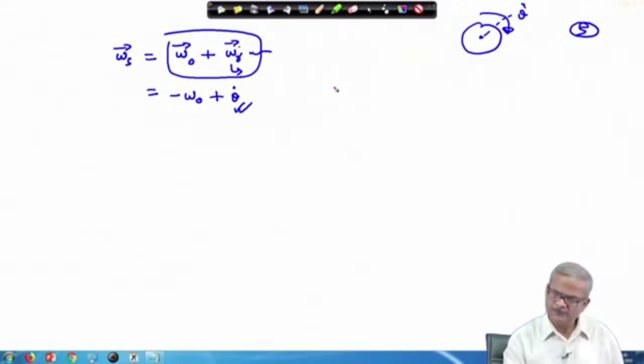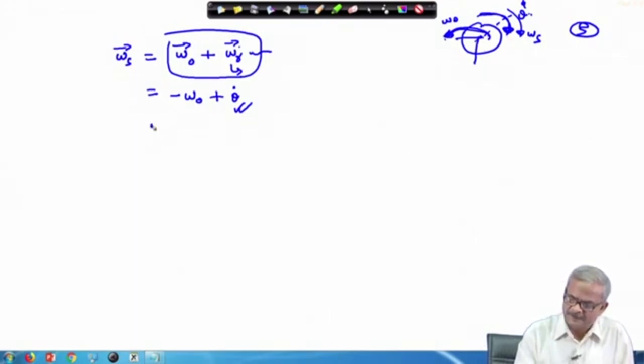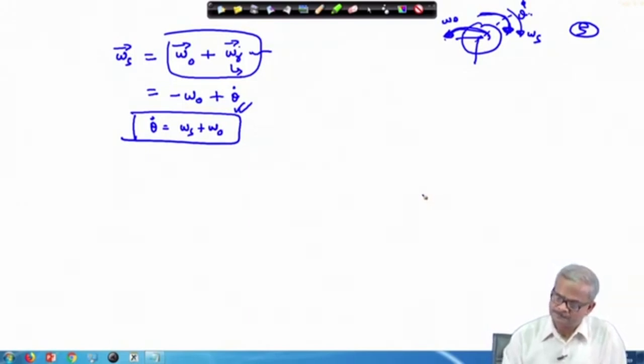The theta dot we have, and omega 0 we have chosen along this direction. This is the omega 0 direction and omega s is along this direction. Okay. And we are measuring with this frame, the orbital frame, which is rotating this way, and with respect to this we are measuring theta dot. So, obviously, it will add, and theta dot will be equal to omega s plus omega 0, because you are measuring theta dot with respect to the orbital axis. Okay. So, something is rotating like this and you are measuring with respect to that.